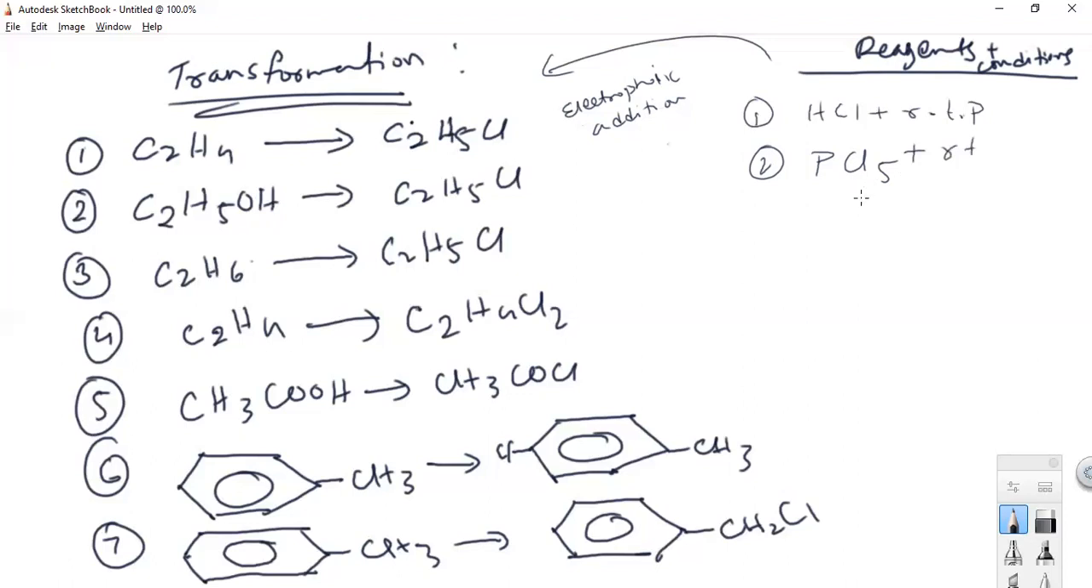Remember, we can add PCl5 at room temperature with alcohol. You can see it in your AS notes, AS contents, that when we add PCl5 with alcohol, that OH group is displaced. So the same thing happens here, the OH group gets displaced.